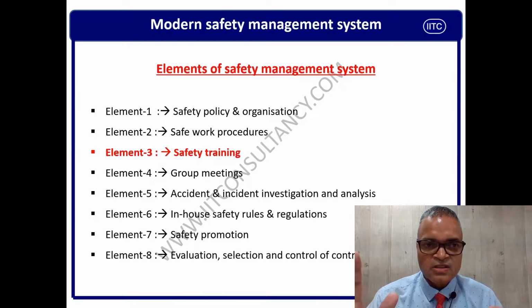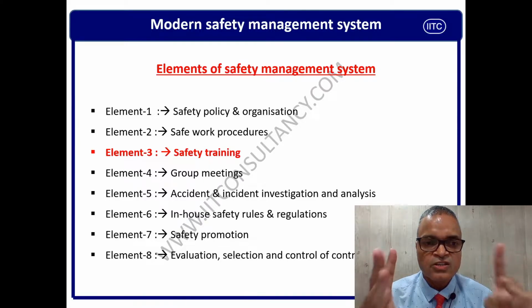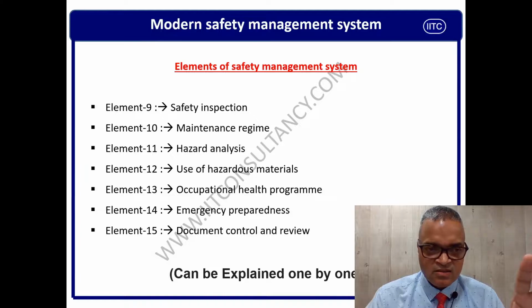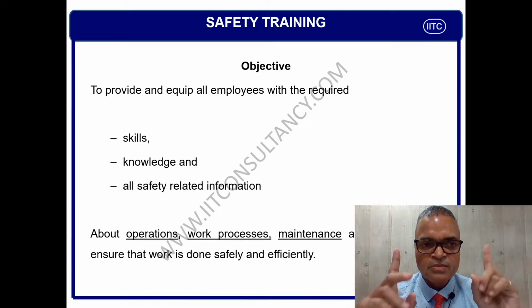Guys, as we mentioned, safety training, awareness and competence is the third element of the safety management system, which is a very vital element to make any safety management system successful. These are the 15 elements of the safety management system. As I described earlier, we will not discuss all the safety management elements here. We will discuss only element number 3.